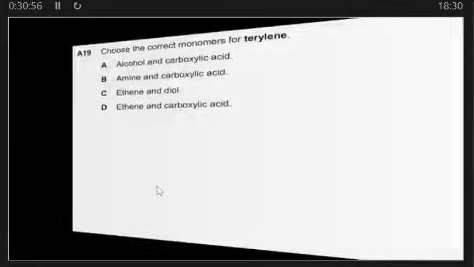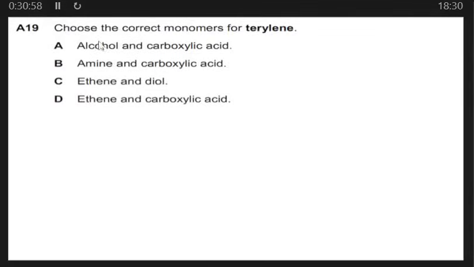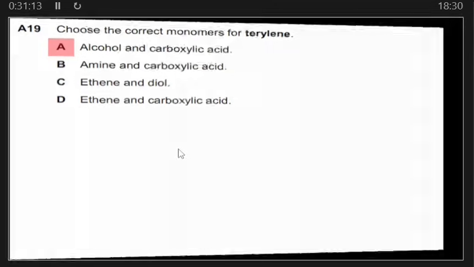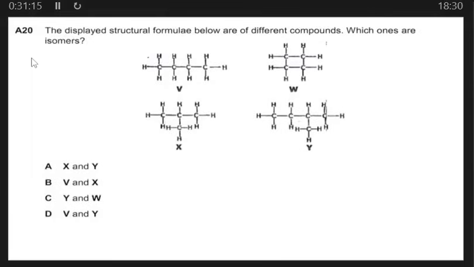Then let's go to 19. 19 says choose the correct monomers for polyester. Actually, it is alcohol and the carboxylic acid. These are monomers, small molecules that when you join together, they'll give you polyester. So let's go to question number 20. A20 says the displayed structural formulae below are of different compounds. Which ones are isomers?